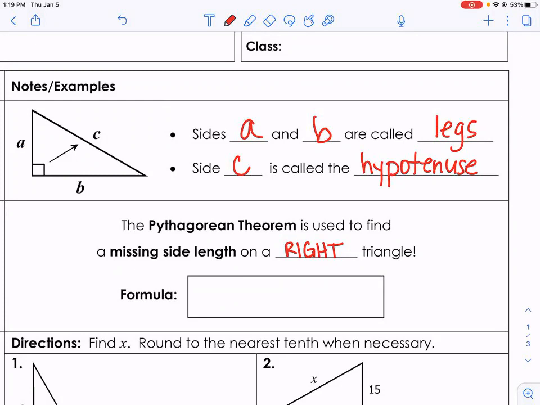Okay, and our formula is a squared plus b squared equals c squared. And c stands for which side? The hypotenuse.